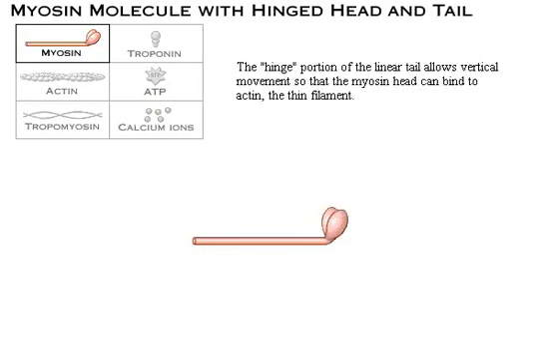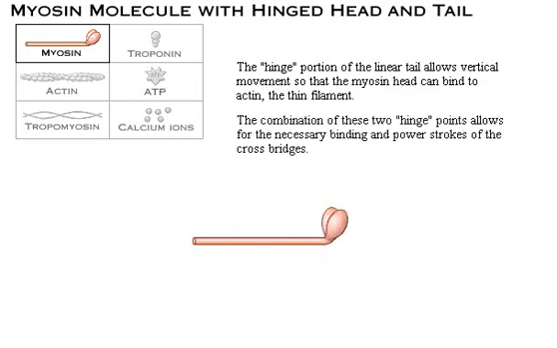Another feature of the myosin molecule is the hinge portion of a linear tail. This allows vertical movement so that the myosin head can bind to actin, the thin filament. Click the tail to see this movement. The combination of these 2 hinge points allows for the necessary binding and power strokes of the cross bridges. Click anywhere on the myosin molecule to see both activities.